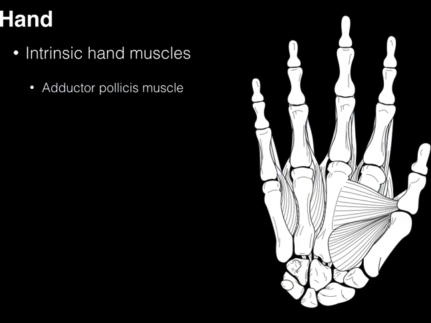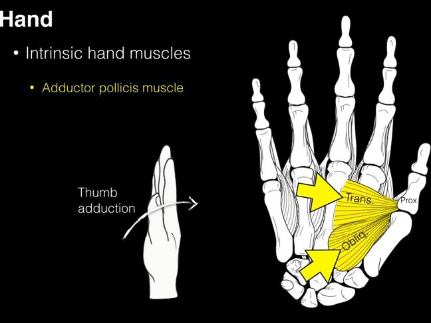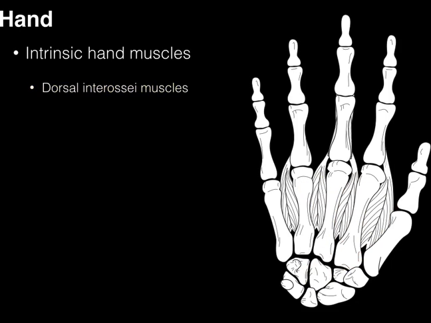Next is the adductor pollicis, and it has a transverse head and an oblique head, both of which come basically from the third metacarpal and carpal bones and go to the proximal phalanx of the thumb. And when this muscle contracts, it will do that motion, which is thumb adduction, from here to there. Next is our interossei muscles. There's two of them, a dorsal and a palmar interosseous muscle.